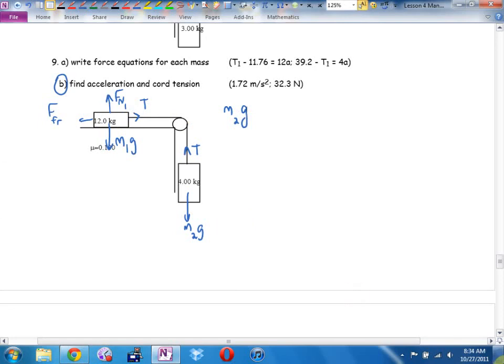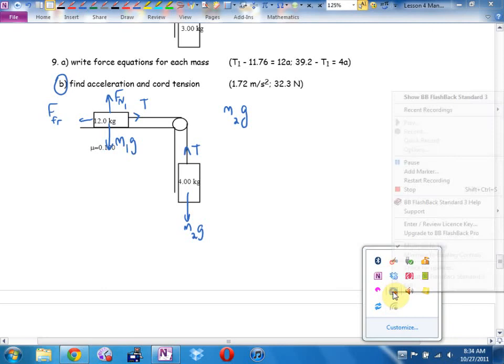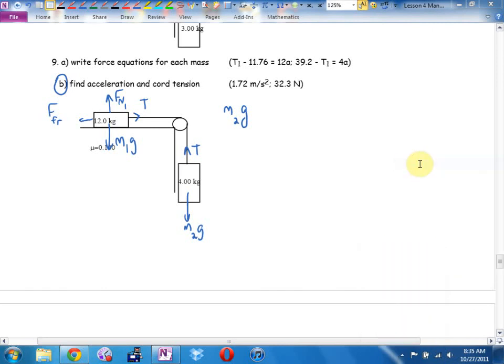Speaking of, so this tension ends up being loser, winner. Oh, this friction, when I follow it around, ends up being loser. And that's going to equal M1 plus M2 times A.